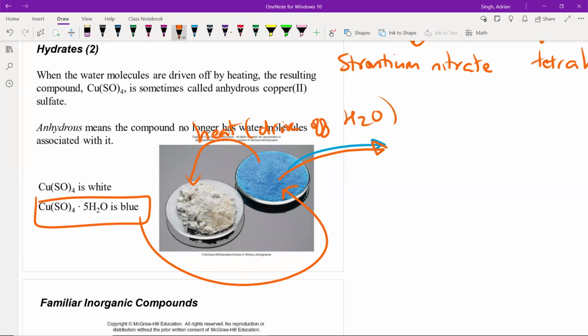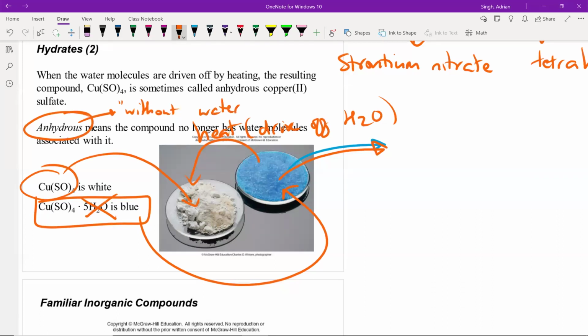When you drive off the water and you end up with something without water at the end, guess what happens? The 5 H2O go into the air, they leave. We end up with now just the copper sulfate, right? The thing that we end up with that has lost the water, we call it anhydrous, meaning without water. What you can deduce from this is that the presence of the water molecules actually imparts that blue color to the compound, right?